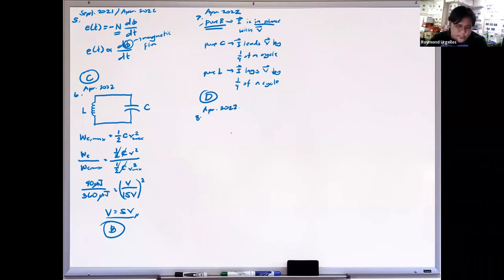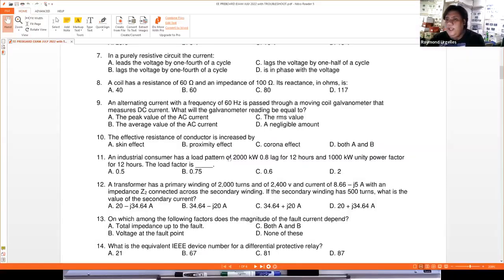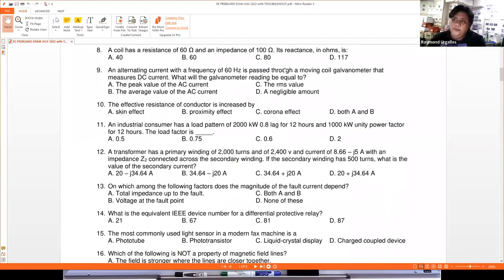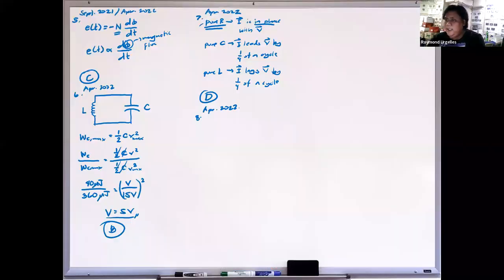So we have a coil with a resistance of 60 ohms and an impedance of 100 ohms. Its reactance in ohms is blank. Remember, this is a coil. So if it's a coil, this is a series RL circuit, because a coil has resistance and inductance. So we can assume that this is a series RL, and since it's in series, you can use the impedance triangle.